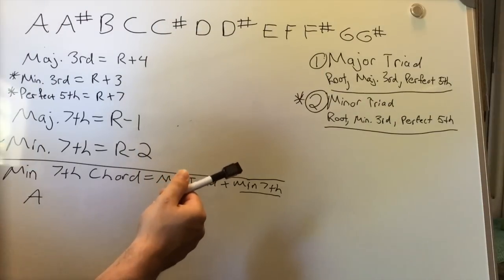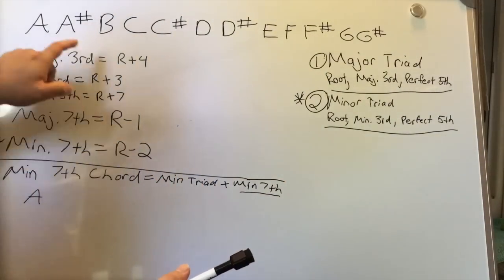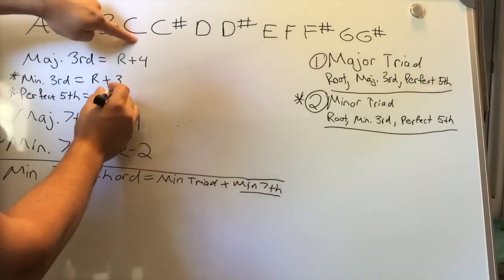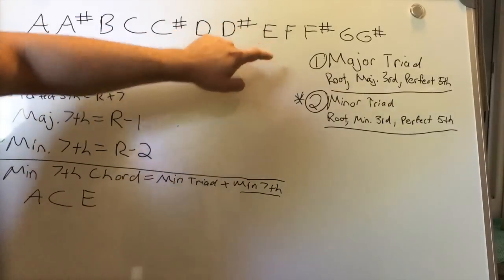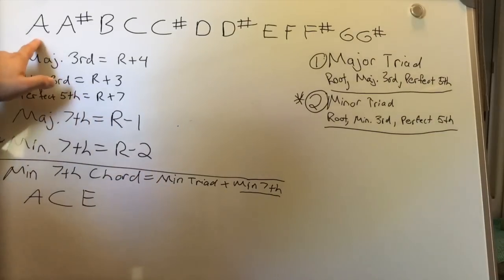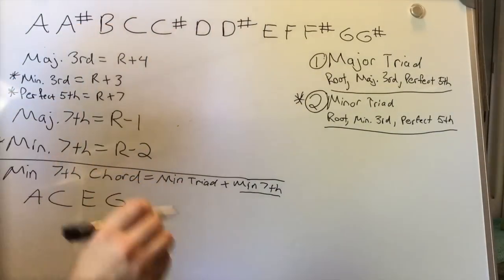A minor triad needs a root, we have it. We need a minor 3rd, root plus 3. We need our perfect 5th, which is plus 7. You already went plus 3. You only need 4 more to get the 7. You can go 1, 2, 3, 4. Now you need a minor 7th, and it goes back 2. So back 1 from A is G sharp, back 2 is G. That's an A minor 7th.